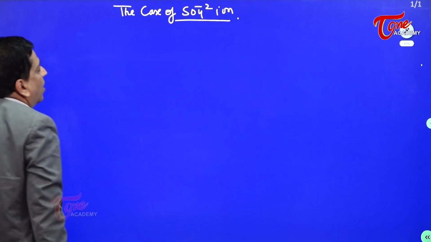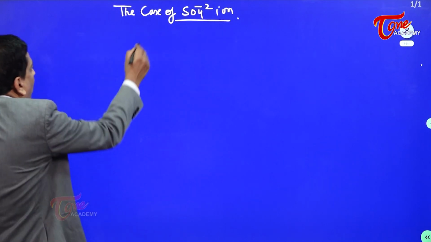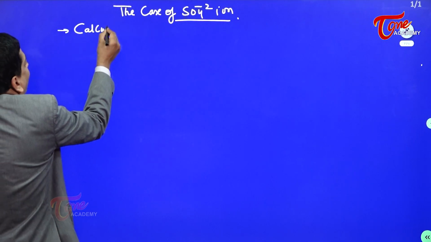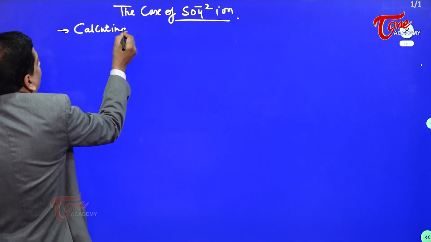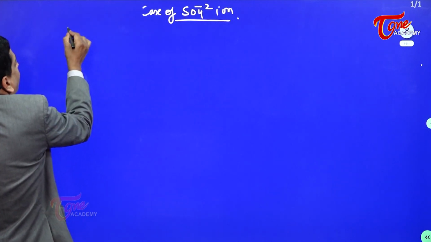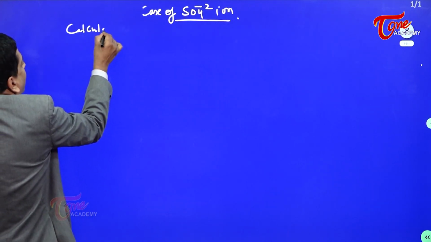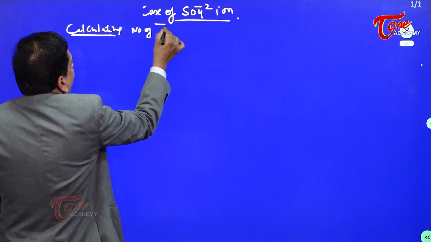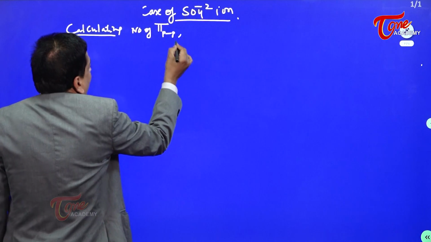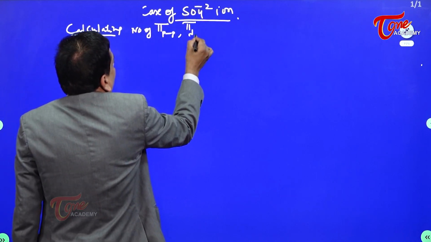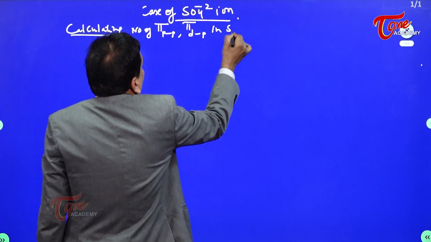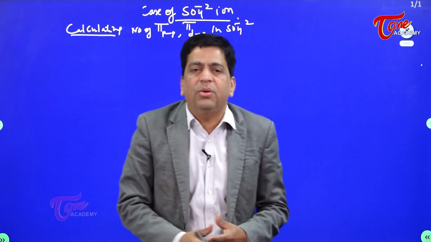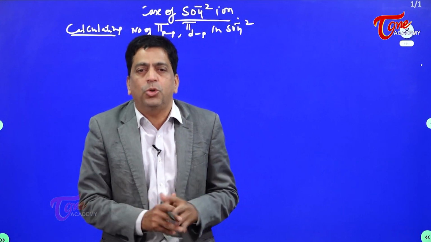Let us take the case of the sulfate ion. Now, what are we doing here? We are calculating the number of pi pp and pi dp bonds in the sulfate ion. This is what we are supposed to do.